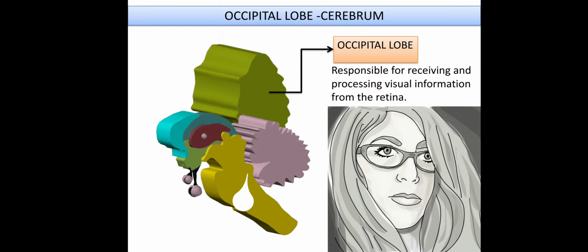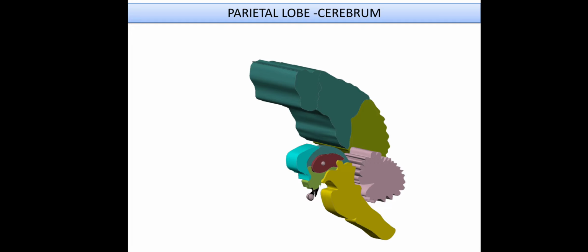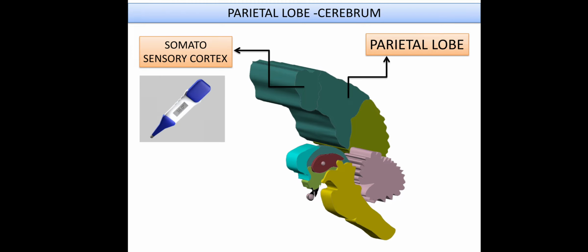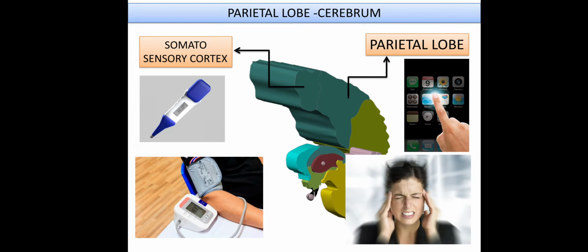Then let's move on to the next one, parietal lobe. The parietal lobe is located behind the central sulcus and above the occipital lobe. It is responsible for receiving and processing sensory information. This lobe also contains the somatosensory cortex, which is essential for processing sensations like temperature, touch, pressure and pain.